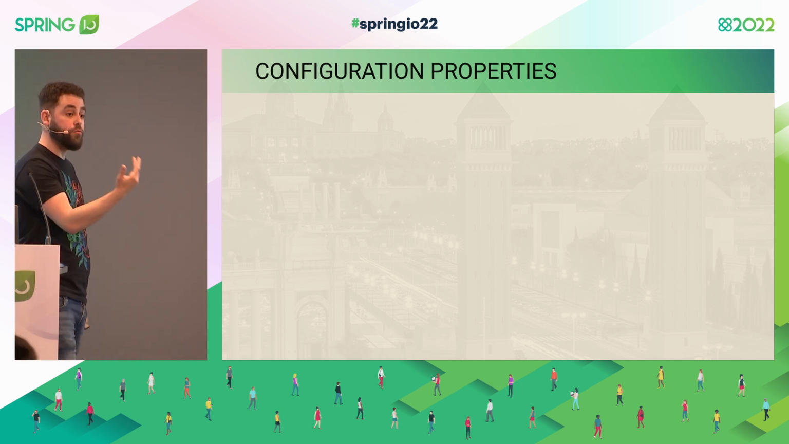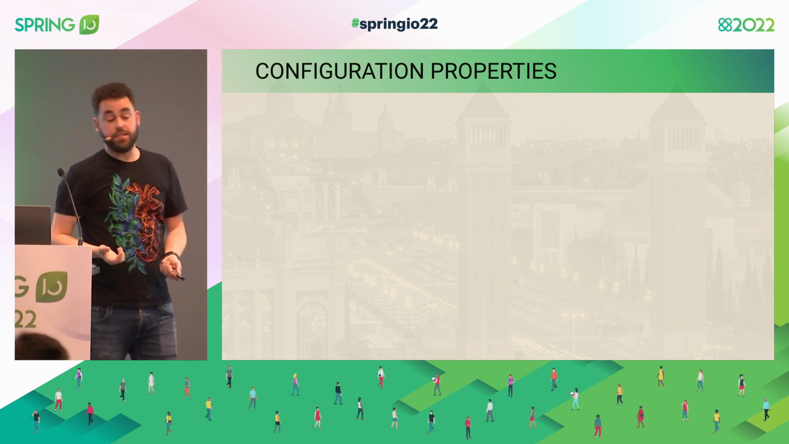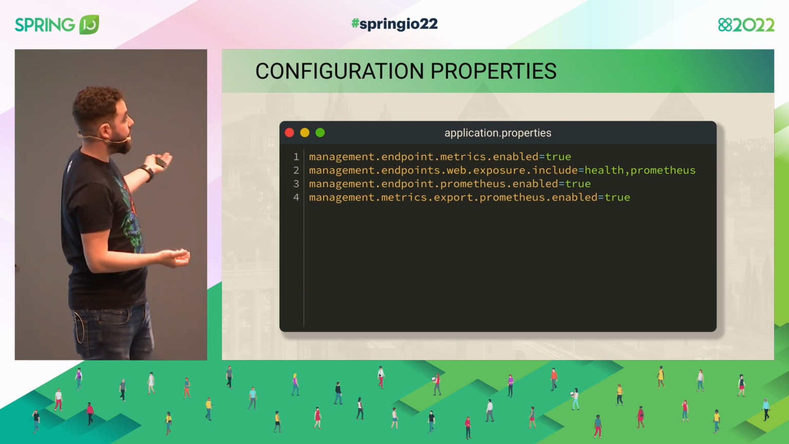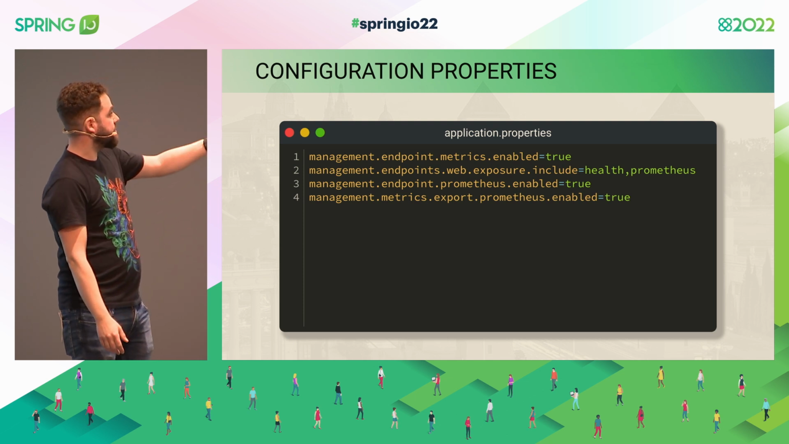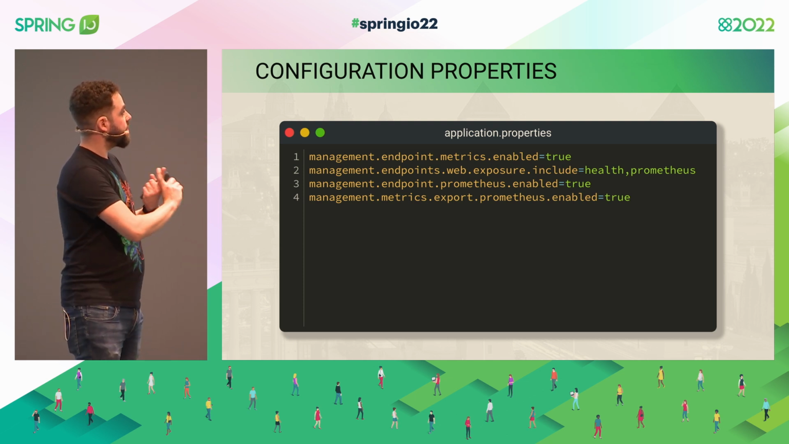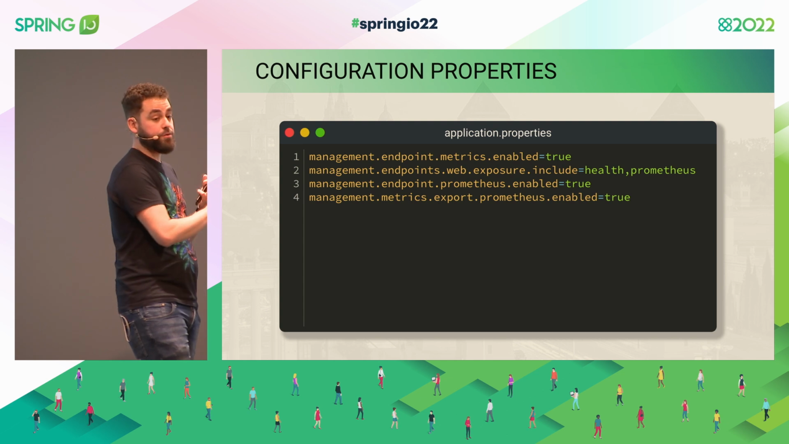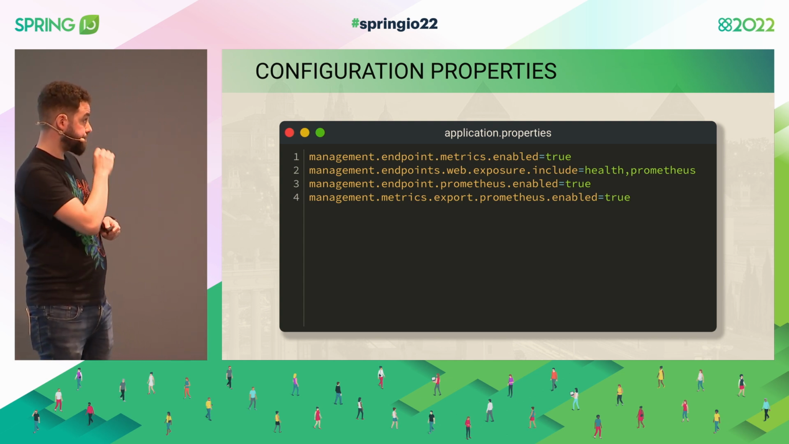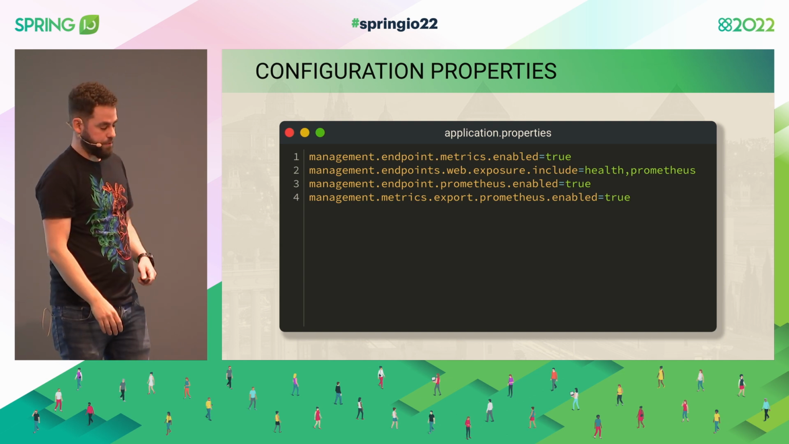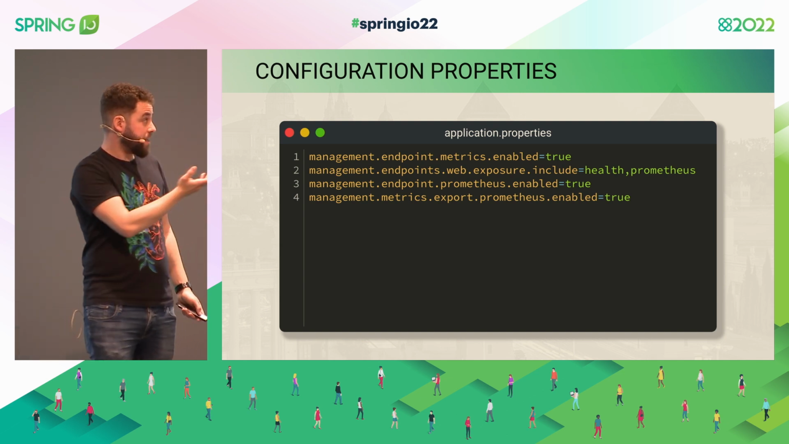Configuration properties. How can we add configuration properties to our application? Very simple, right? Application properties file, or we can have a specific one for an environment, whatever. And we just add things. So we can say here, OK, I want to enable metrics. I want to only expose Health and Prometheus, so I'm not exposing heap dump, I'm not exposing shutdown, this kind of stuff. I want to enable Prometheus, whatever. It will depend on what we need.